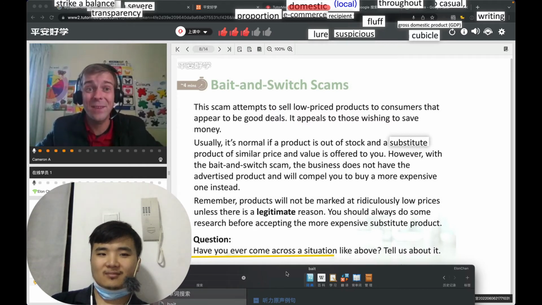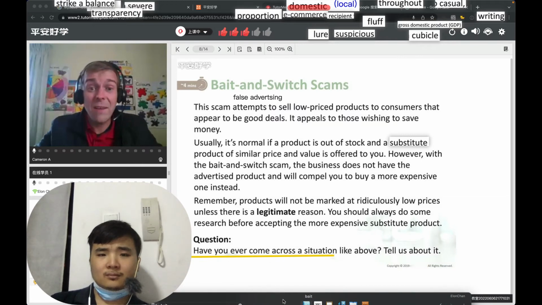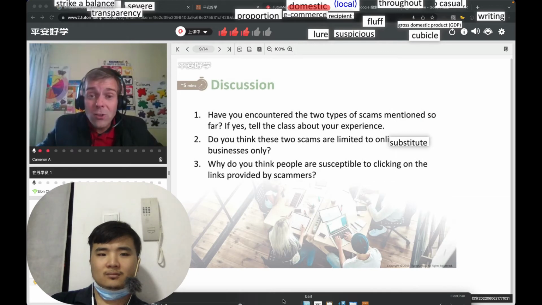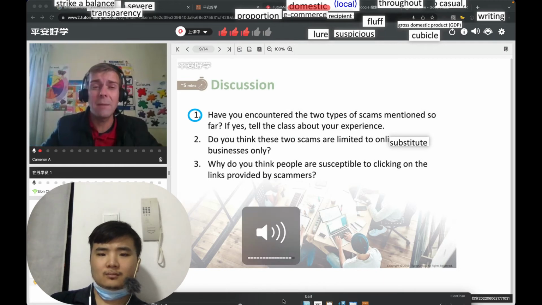Yes, definitely. Well, that's a good example, Elon. Good. We can also call this false advertising as well. Listening to your story, definitely false advertising happened there. Good, thank you. All right, so we talked about bait and switch now. Have you ever experienced or seen that get rich quick scam?